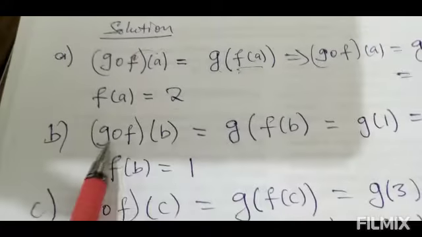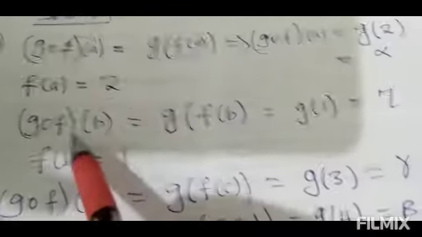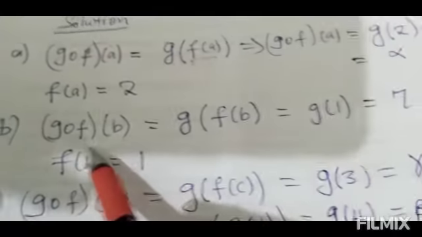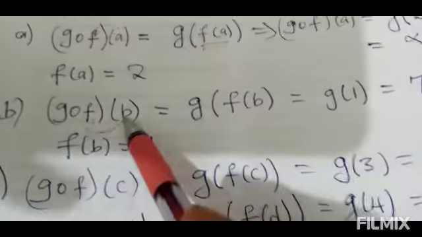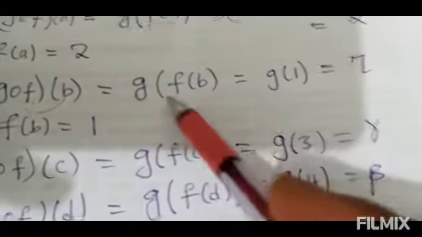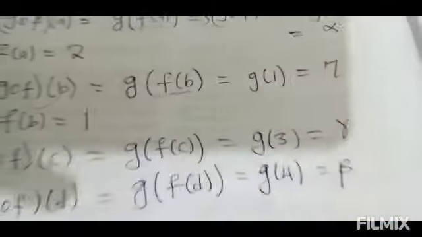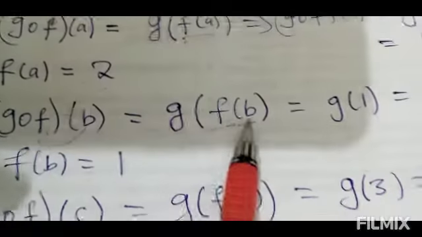Now, g of f of b, same thing. We group f and b, f of b, so this becomes g of f of b. b goes to 1, so f of b is 1. Since f of b is 1, this becomes g of 1. 1 goes to tau. So g of 1 is equal to tau.